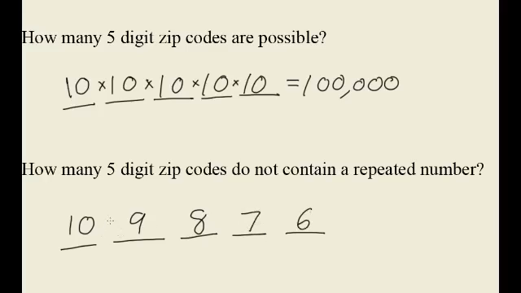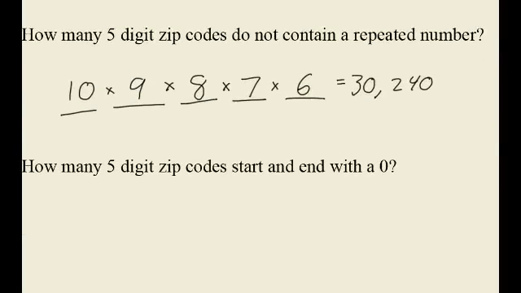So if we are trying to figure out how many 5-digit zip codes do not contain a repeated number, we'd multiply these 5 numbers together. And we would get that there are 30,240 different zip codes that do not contain any repeated numbers.